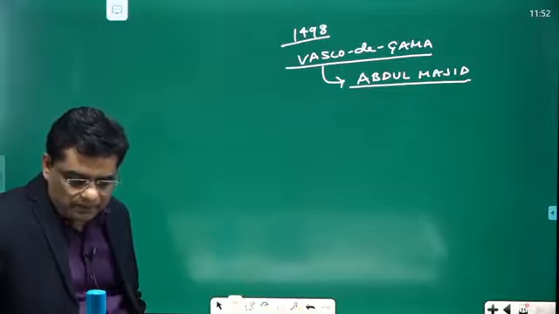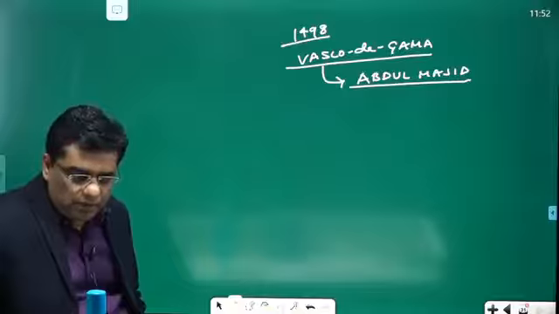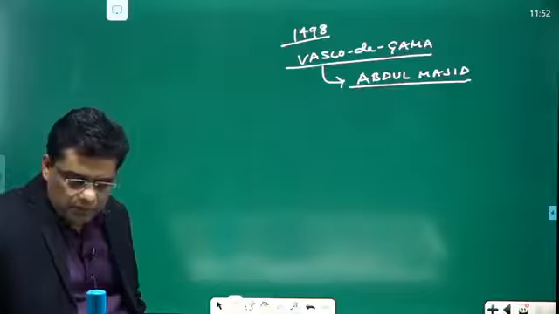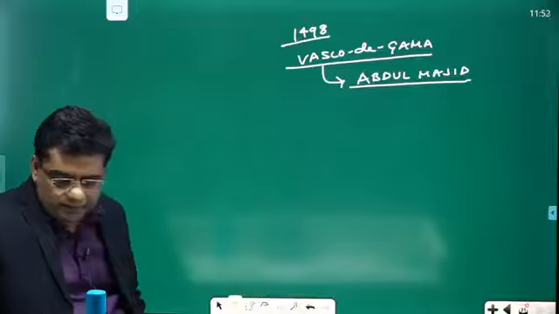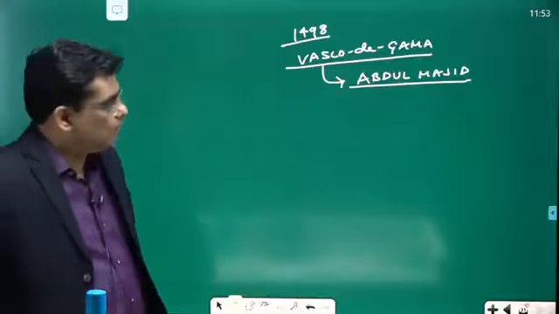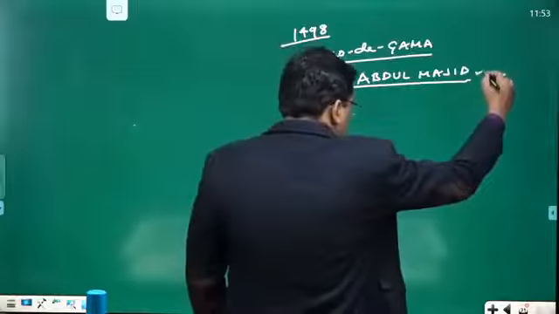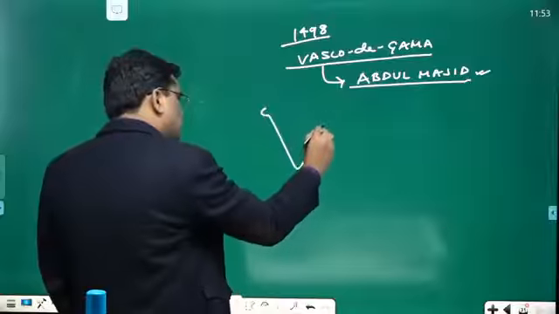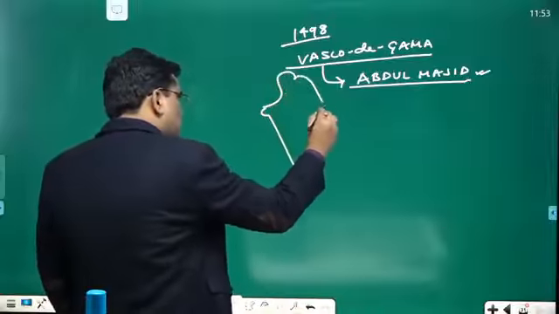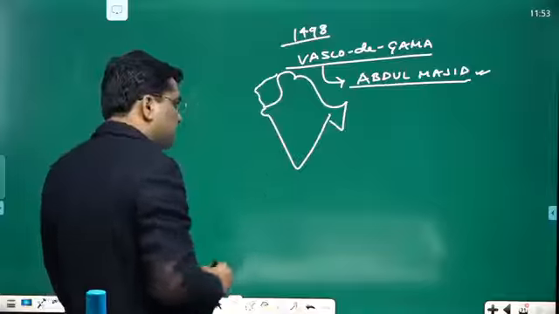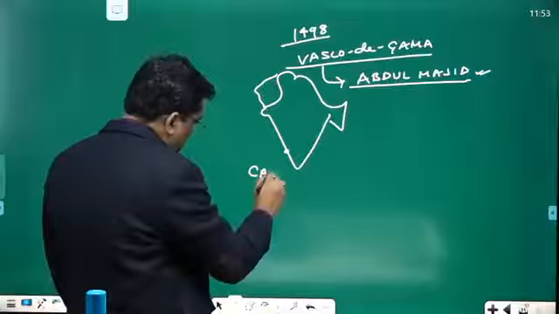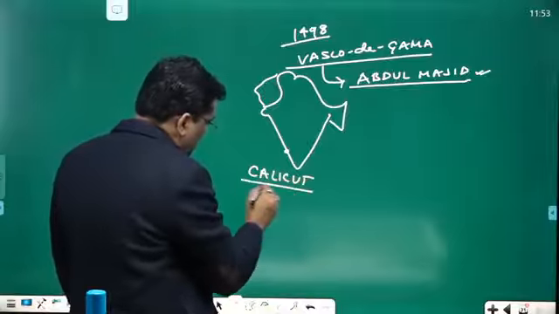They are the traders. So the Portuguese, Vasco da Gama, came to India with the help of Abdul Majid. From Portugal to India, in 1498, after crossing Africa and the Indian Ocean entirely, he reached Calicut.